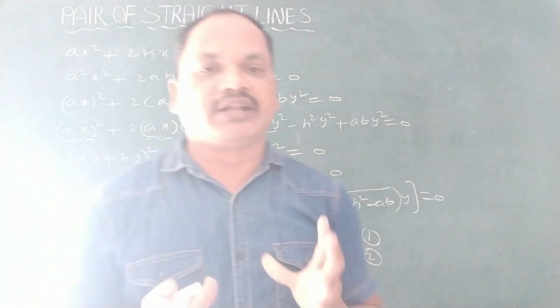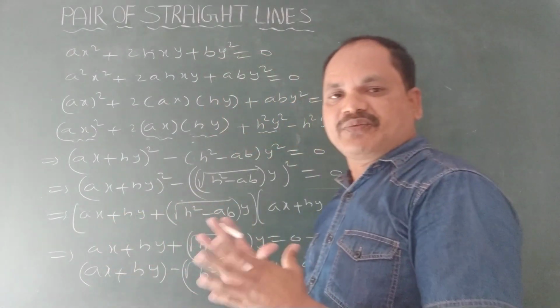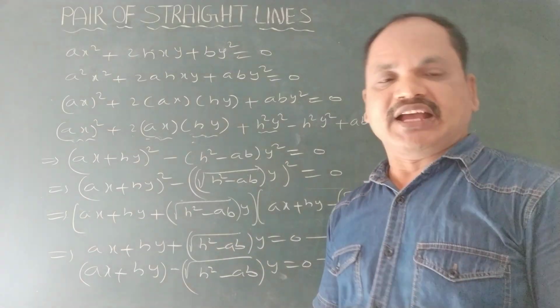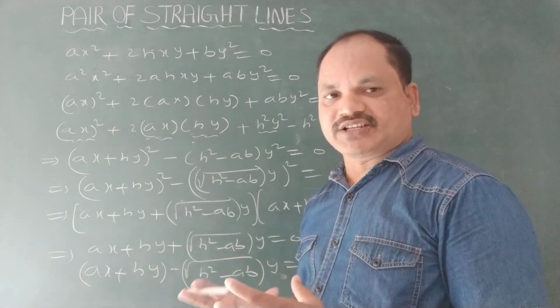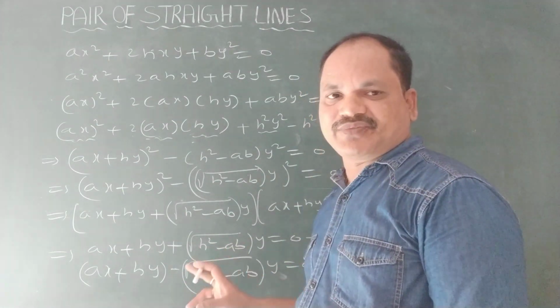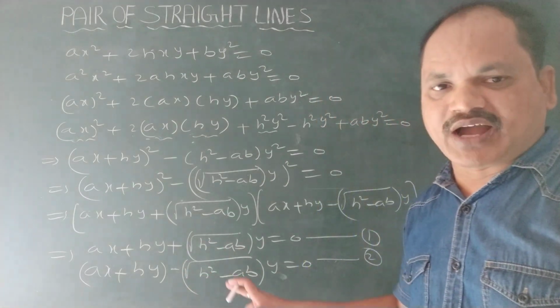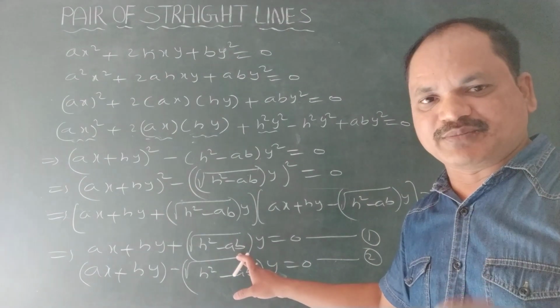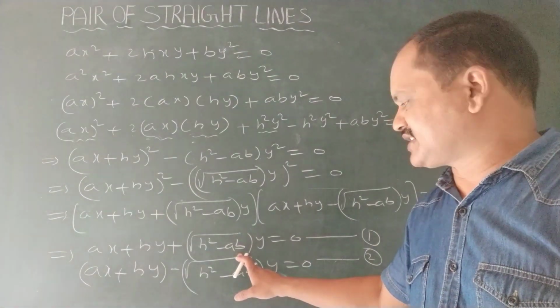Now the nature of the pair of lines definitely depends upon this part, root of h square minus ab. Especially the nature of the pair of lines depends upon h square minus ab. Okay, observe here, suppose we take h square minus ab is 0.